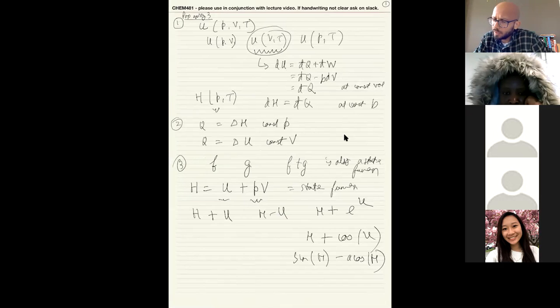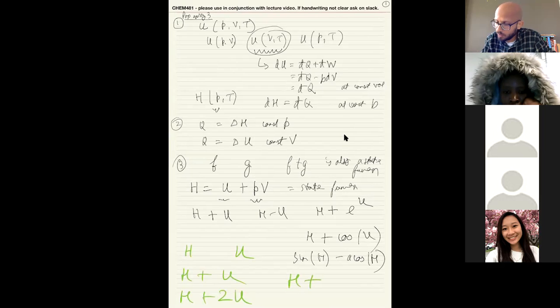Okay, next class, there was again a pop quiz. I just wanted to make sure that you realize that if H is a state function and U is a state function, then H plus U is a state function. So is H plus 2U. So is H plus cosine of H divided by some constant. You can add state functions to each other. A sum of functions, a product of functions, they are all still state functions. That was the idea.